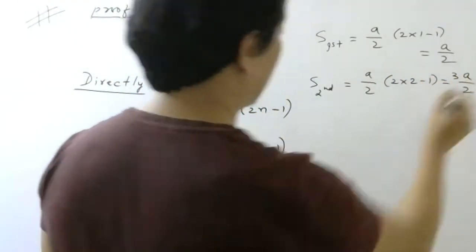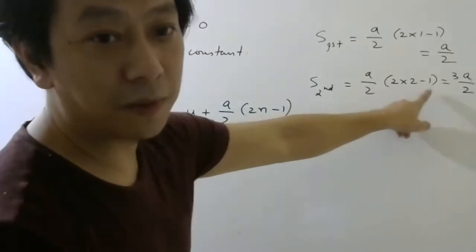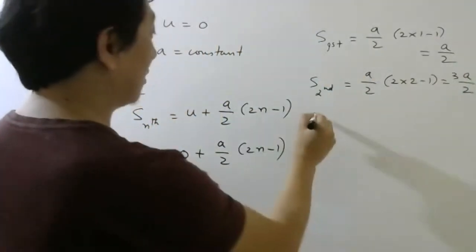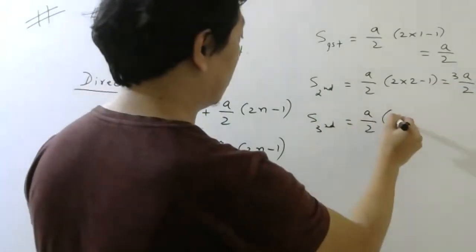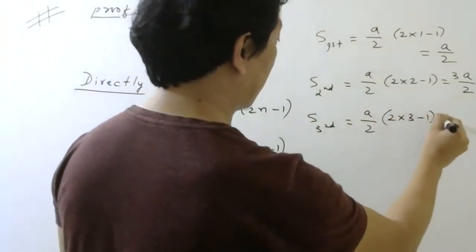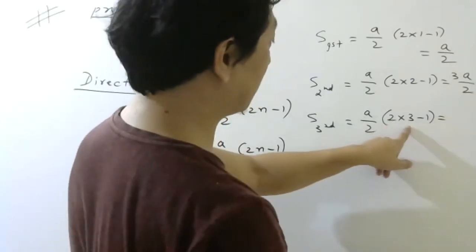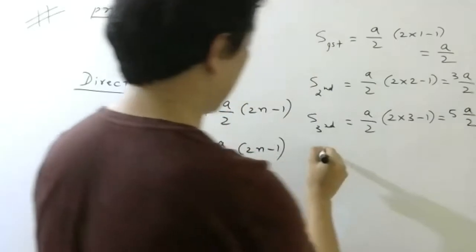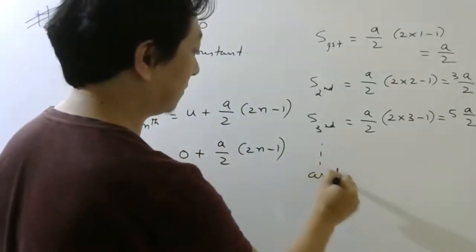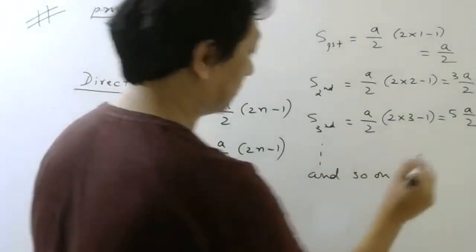3a by 2. Right? 2 2s are 4, 4 minus 1, 3. Displacement in the third second: a by 2, 2 into 3 minus 1. 2 3s are 6, 6 minus 1, 5. 5a by 2. And so on.